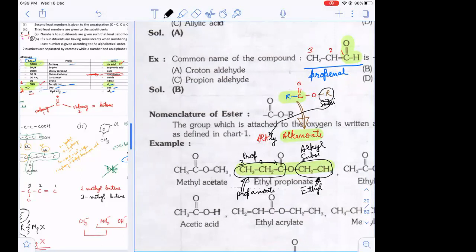Any confusions, please ask me. Sir, I said the same. Yes, you did. Ethyl propanoate. Please write it down.